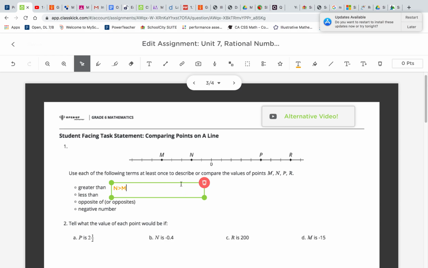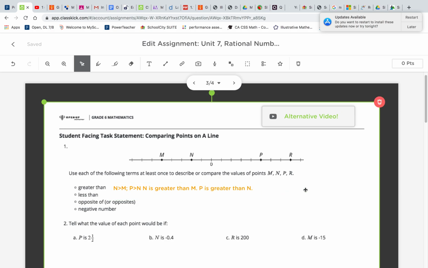Okay, now we also know other details about N and M, right? We know that they're both negative, but we know that N is greater than M. That's something else we know. I can put a little semicolon, and let's give one more example of something that's greater. We know that P is greater than N. I'll make P capitalized since it's capitalized here. So we can use that symbol. We can also use the actual terms, right? We can say N is greater than M, and P is greater than N.